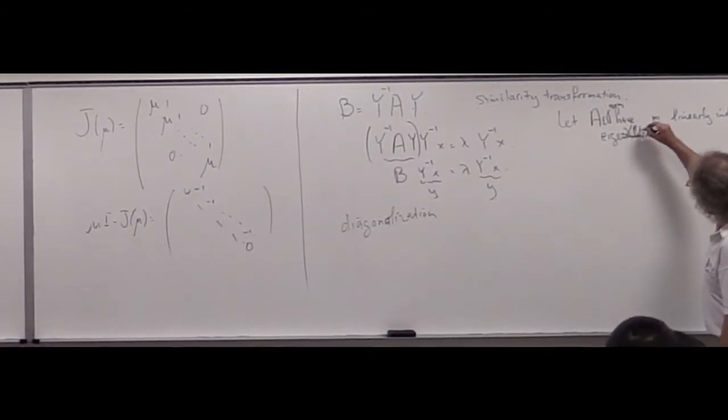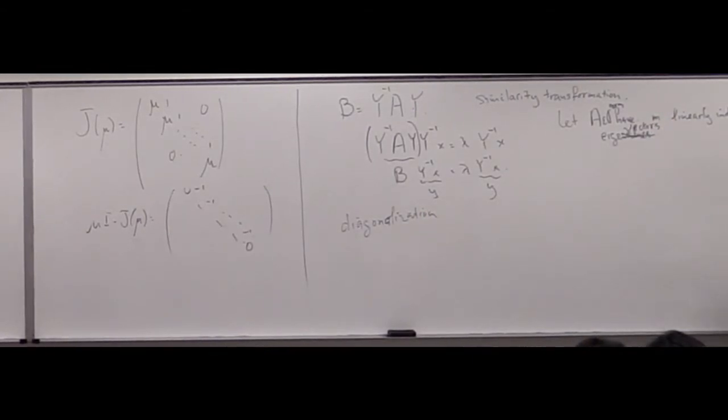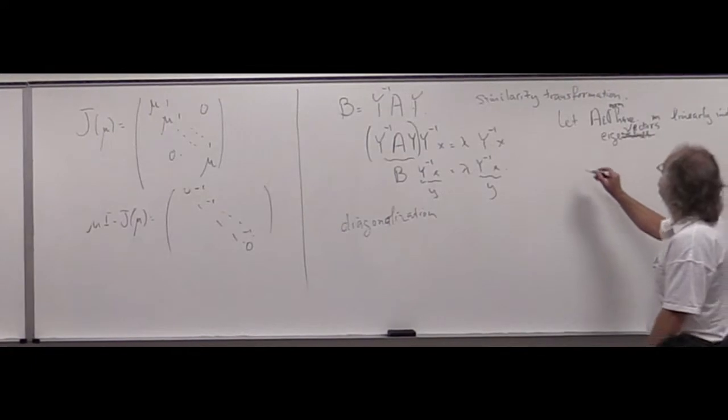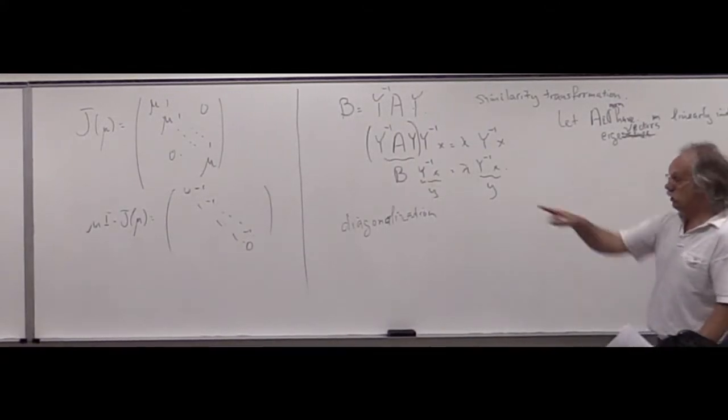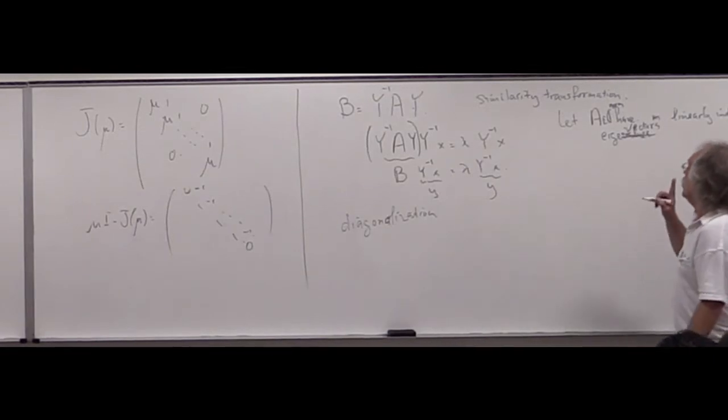Eigenvectors. What does that mean? That means that every eigenvalue has algebraic multiplicity equal to its geometric multiplicity. For every eigenvalue you can find a full set of eigenvectors. By the way, that means that A is said to be non-defective. So if somehow you can't have a full set of eigenvectors that are linearly independent, then the matrix is defective. Okay? A Jordan block is defective.